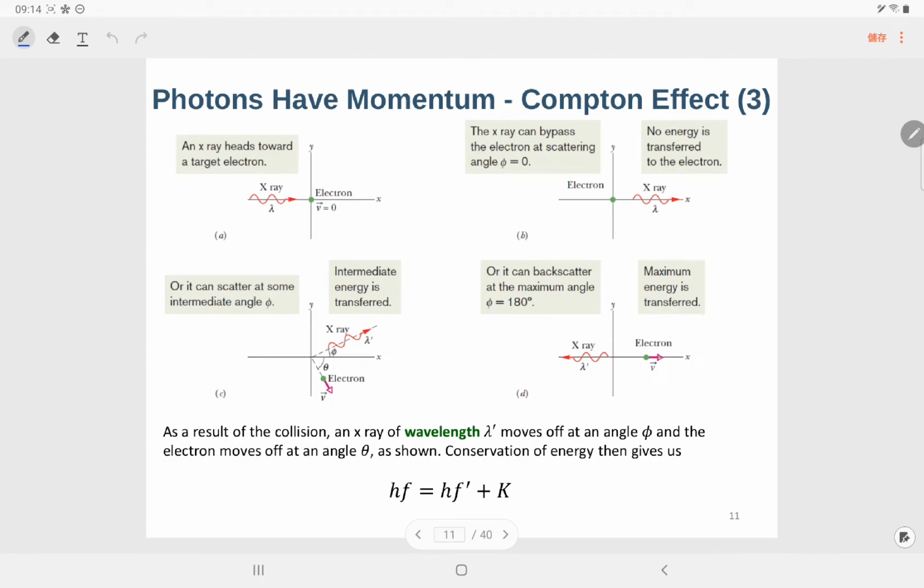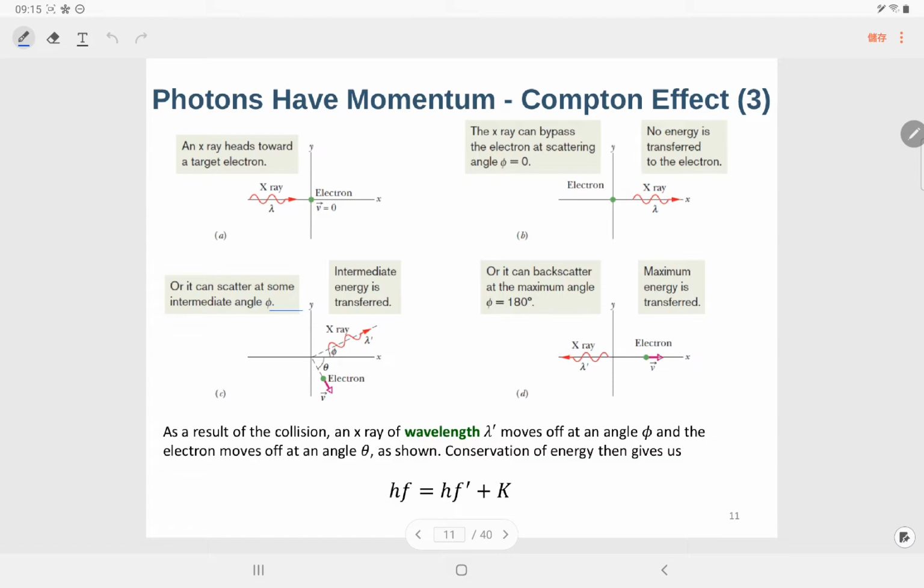Okay, so we try to explain this phenomenon using the concept of momentum, 动量. Here, suppose we have an electron, which is relatively stationary here, and then we have an X-ray with a wavelength lambda injected here. If phi is 0, it's somehow like no energy is transferred to the electron. So nothing happened.